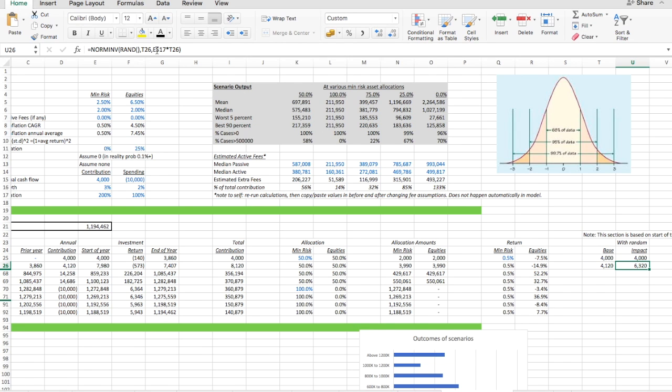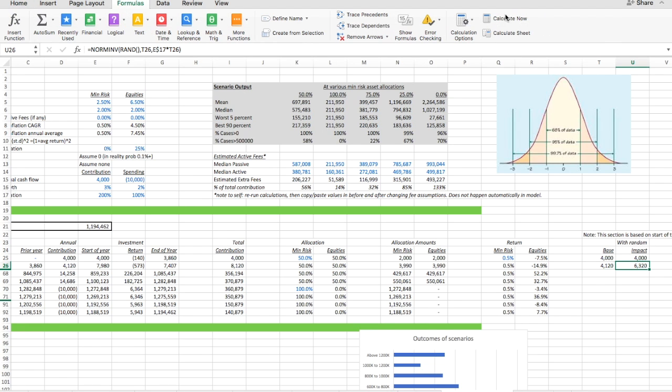So here we have it. So now we have our contribution as it changes every year. We can copy this number down, we can recalculate it, and what you'll see is that it changes every time we recalculate it. Again, I really should create a different model or a different spreadsheet, because now it takes pretty long to calculate. I'll try to do that in the next video. And then we can copy this down.